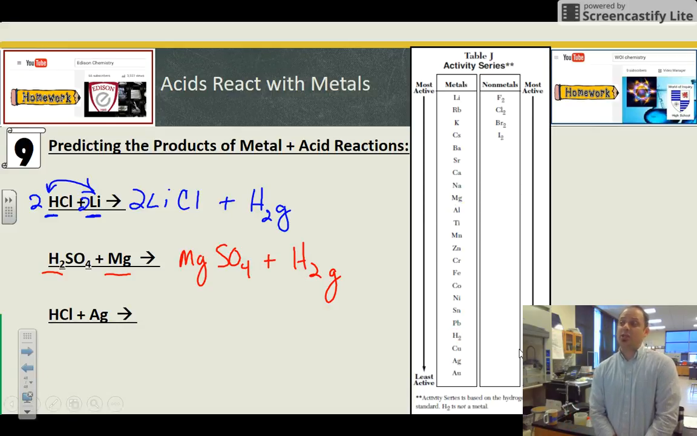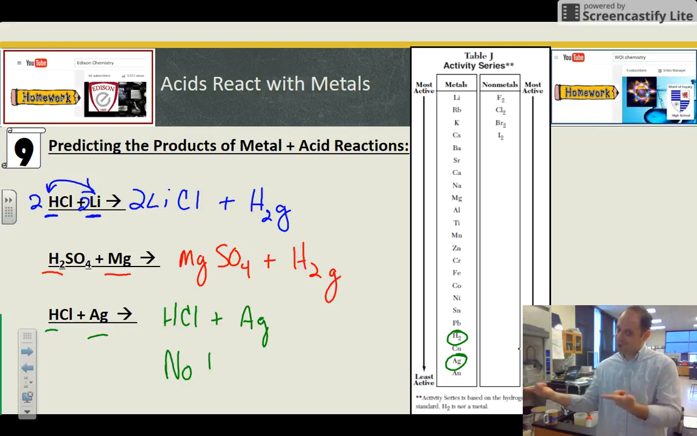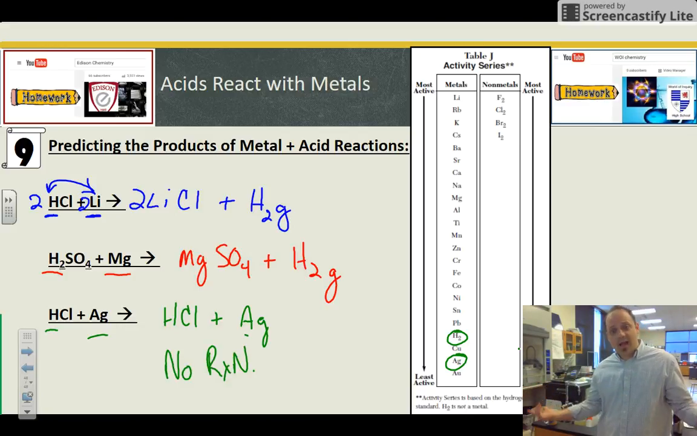The next one, HCl plus Ag, silver. There's my H2, and there's Ag down there. So what would you write? Ag is less reactive than H2, so it's not going to react. So what would we write? I would say there's 2 correct answers, personally. I would basically say HCl plus Ag, or I would say no reaction. That's exactly what would happen.